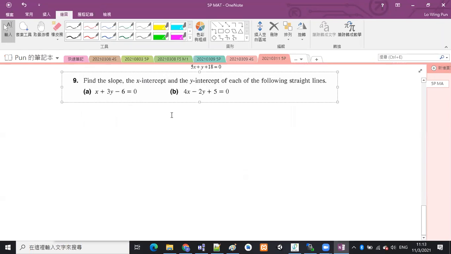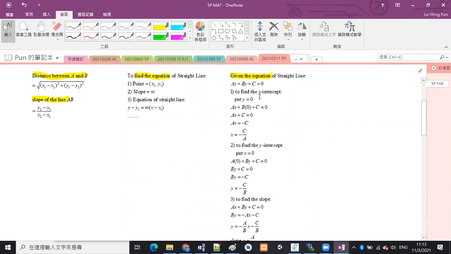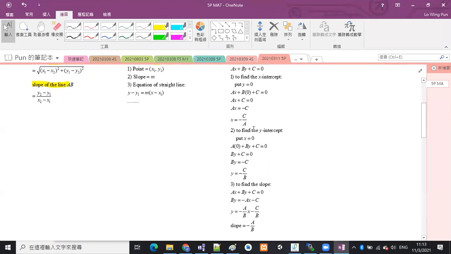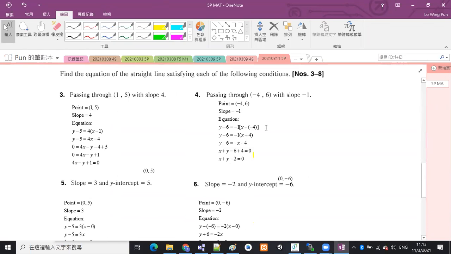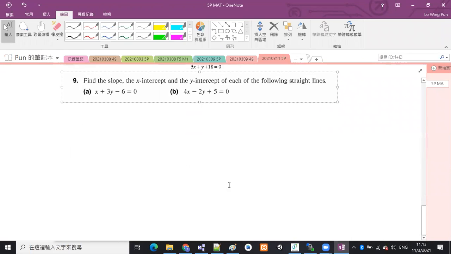Given the equation, we can find the x-intercept by putting y equals 0. We can find the y-intercept by putting x equals 0. And we can find the slope by changing the subject to be y and then writing down the coefficient of x. Okay? So now, let us find the x and y intercepts first. I think the intercepts are easier to find.